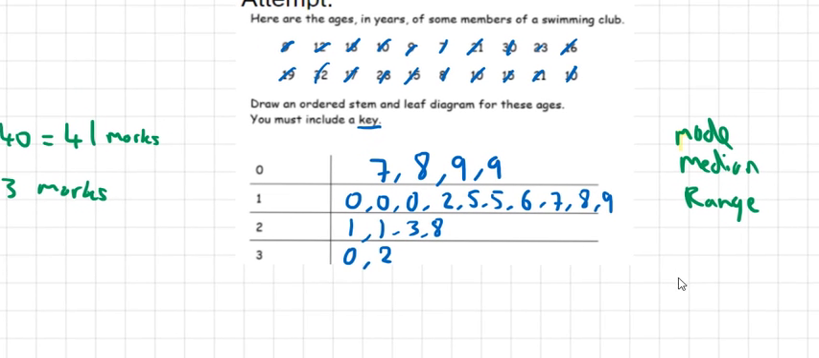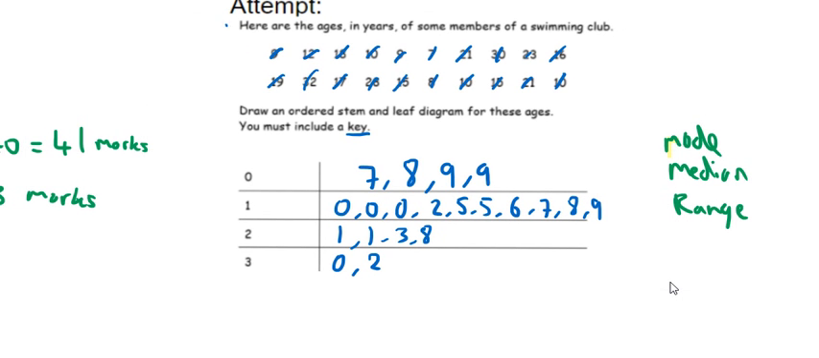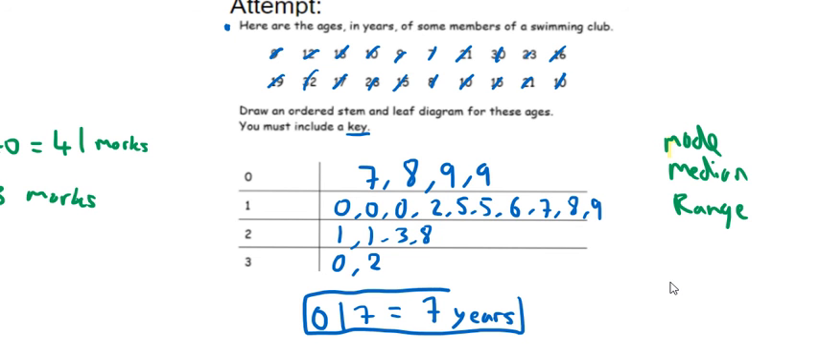We have to put in a key then. So here it says at the very first sentence that here are the ages in years of some members of a swimming club. So if I just pick any one of these, then I'll just pick the first one just for handy in a sec. So 7, so 0 line 7 equals 7 years, or you could say 7 years old if you want. Doesn't really matter what you put in after, as long as you're describing what it is. So 0 line 7 equals 7 years, or 7 years old.